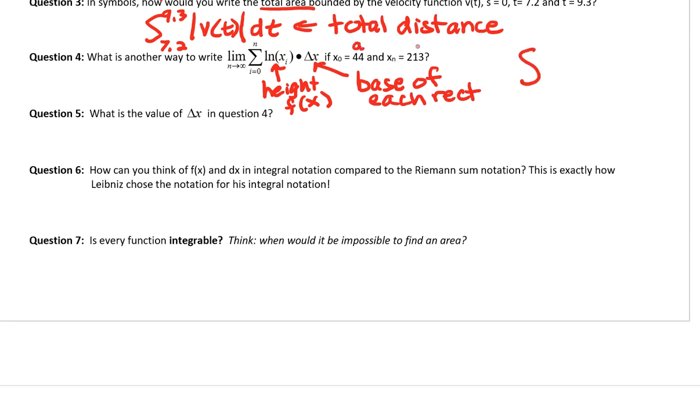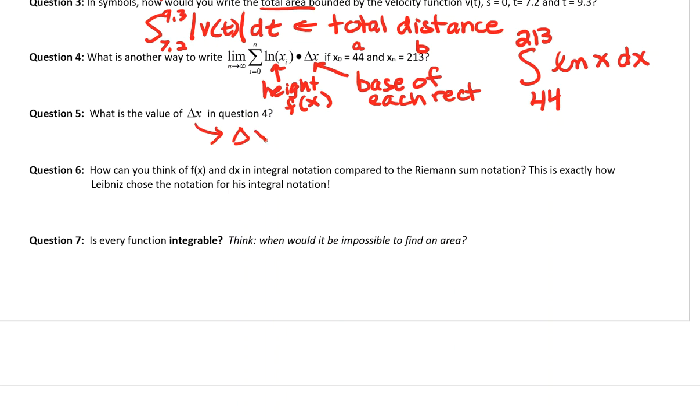So here we're going from a to b. So if we write this using our definition of integral, our limits would be 44 to 213, and our f of x, our integrand function, would be natural log of x. And the delta x is replaced with dx. As we do an infinite number of rectangles, the delta x goes to 0. And that is what we're being asked in question 4.